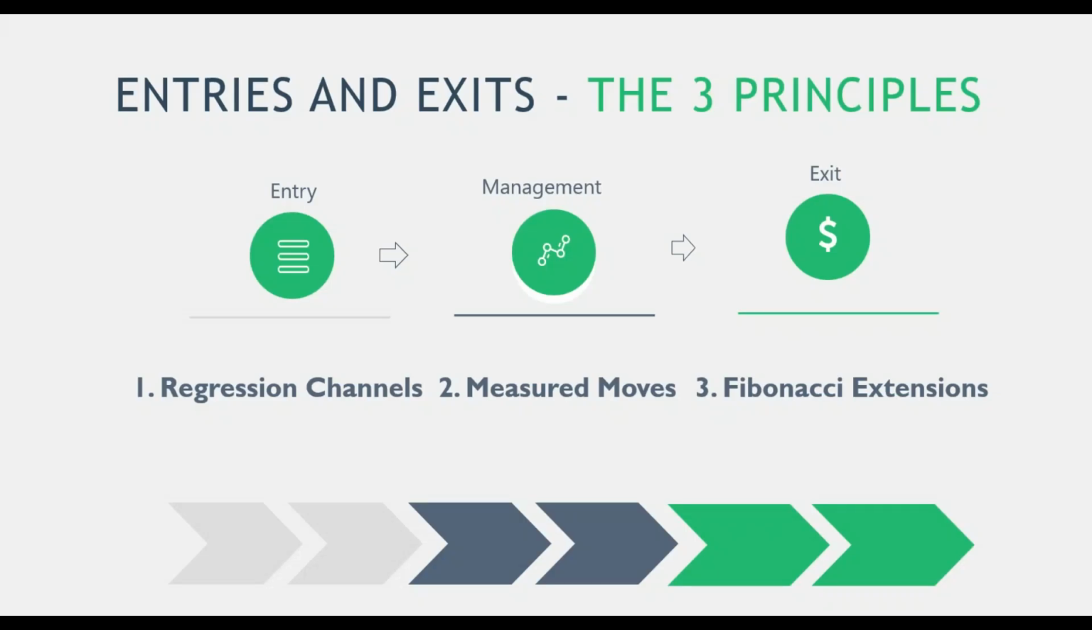Okay, so we talked about the entries and exit of the 3 principles, and we talked about the first tool, the regression channel. Now we want to look at how we can manage it and potentially when we want to take profit using measured moves and Fibonacci extensions.